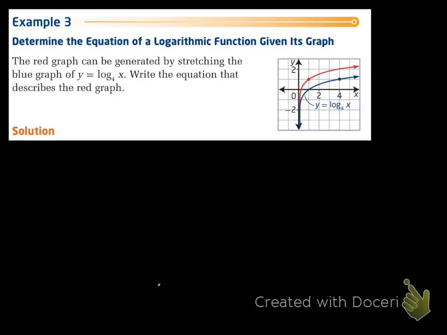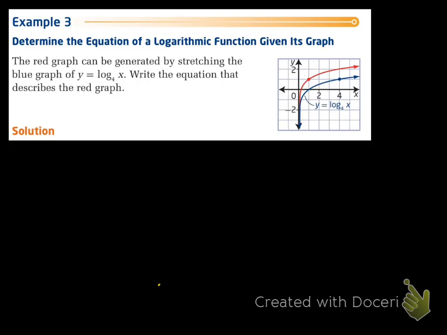In example 3, it asks us to determine the equation of a log function given its graph. Well, here it's important to look at a couple of key points. The red graph can be generated by stretching the blue graph of y equals log base 4 of x. Write the equation that describes the red graph.